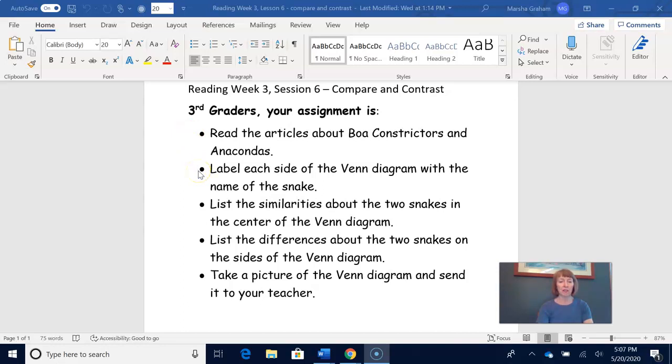So third graders, your assignment is to read the articles about the boa constrictors and the anacondas, label each side of the Venn diagram with the names of the snakes, list the similarities about the two snakes in the center of the Venn diagram, list the differences about the two snakes on the sides of the Venn diagram, and take a picture of the Venn diagram and send it to your teacher.